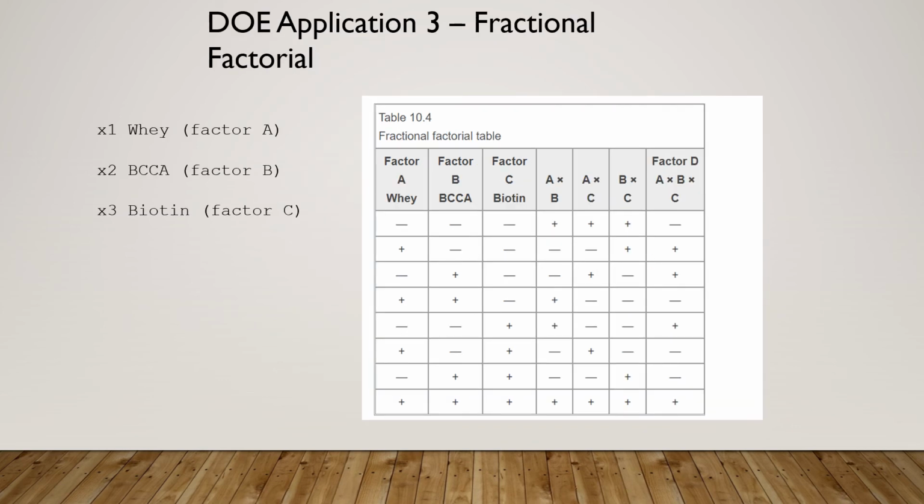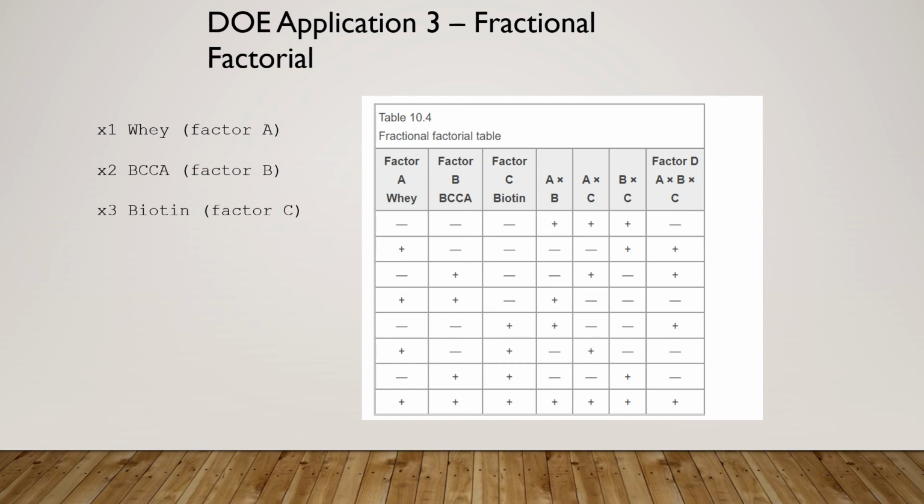Suppose that we did such a good job with the dog shampoo that we now have a chance to manufacture a dietary supplement for a client who is in the health products business. They'd like us to make a product that on average helps users gain 2 pounds per week. The supplement we come up with has 3 ingredients, X1, which is whey, factor A, X2, BCAA, factor B, and X3, biotin, factor C.